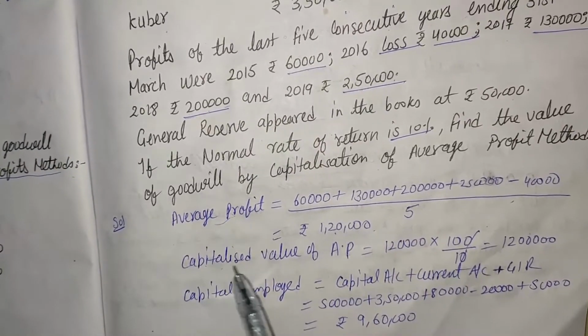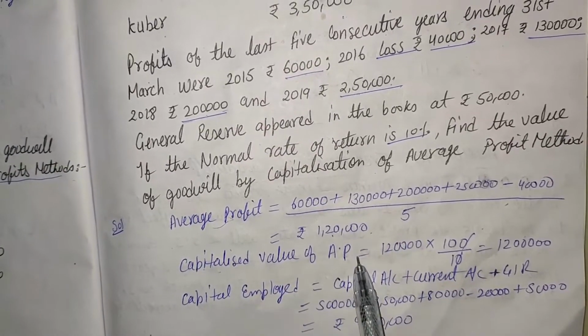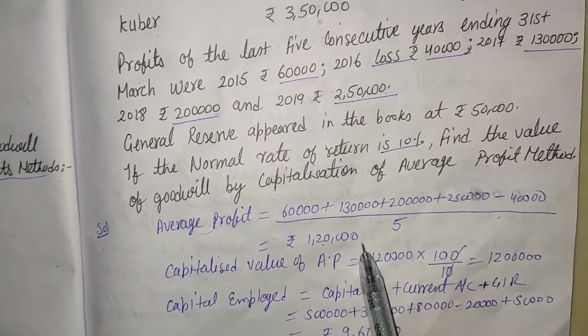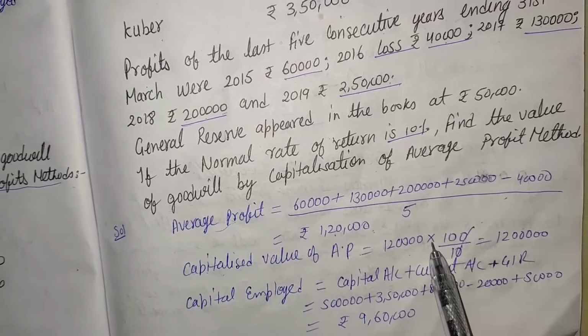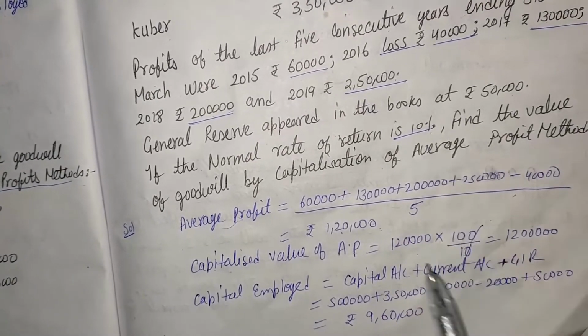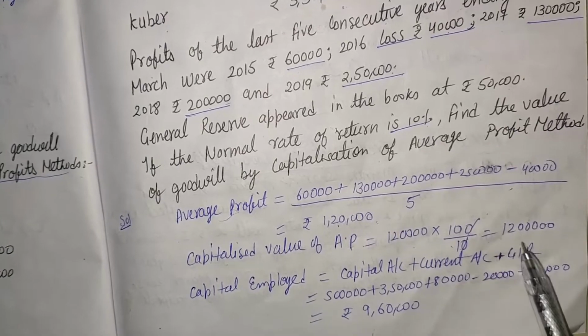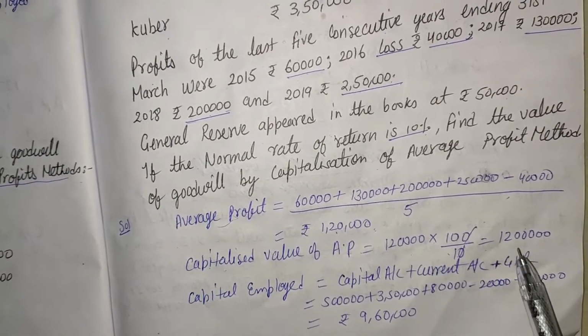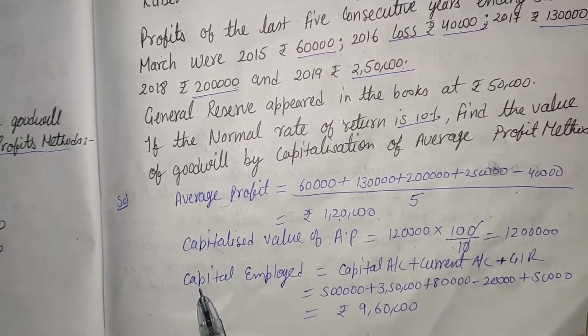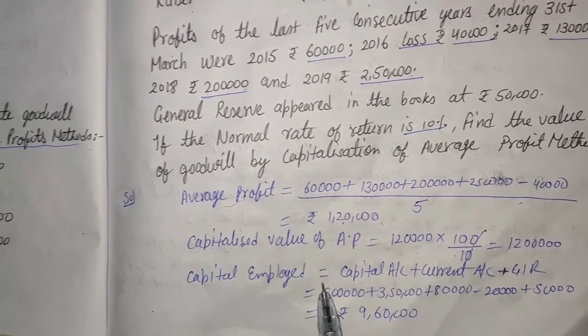Now step 1, capitalized value of average profit. Here we already calculated average profit, that is 1,20,000 into 100, and rate of return that is given in the question, that is 10%. After solving this, we get the answer of capitalized value of average profit, that is 12 lakh rupees. Then second step, capital employed.